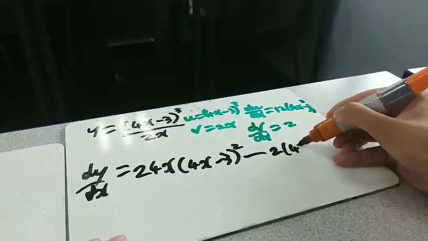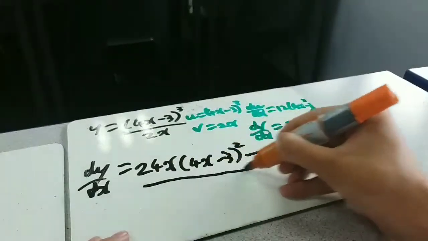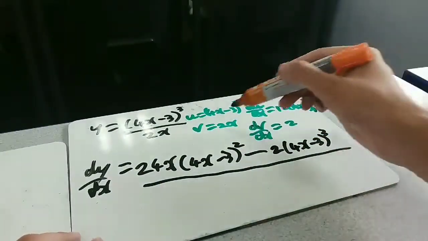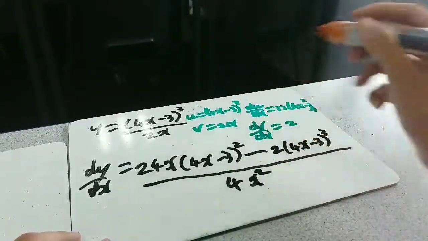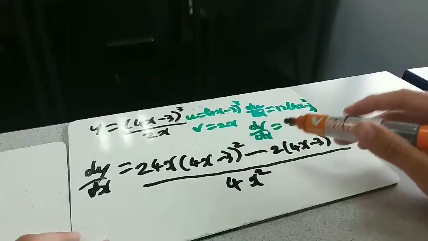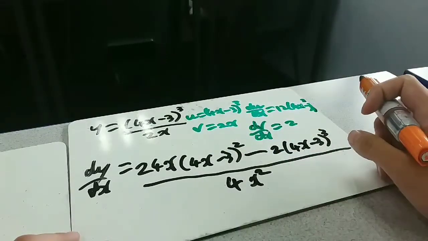2 (4x minus 3) all cubed, over, and then we want v squared, which is this thing squared, which would be (4x) squared. I'm squaring both the 2 and the x. I'm not going to bother simplifying that. It does simplify, but it's going to be awkward. Let's just leave it like that.